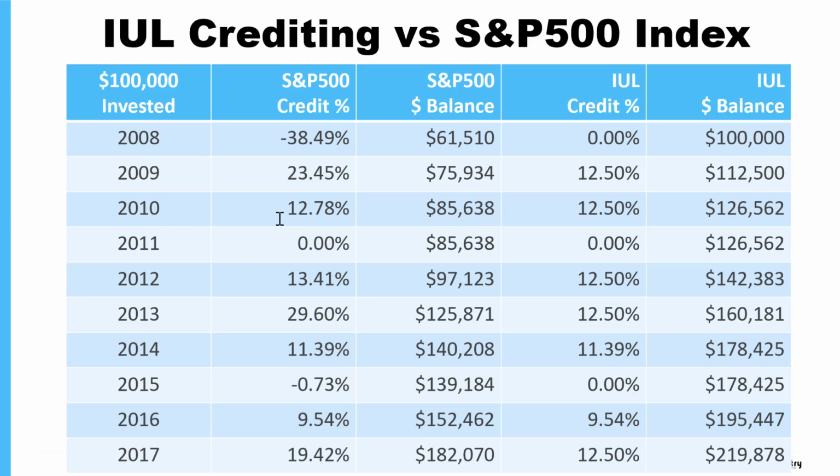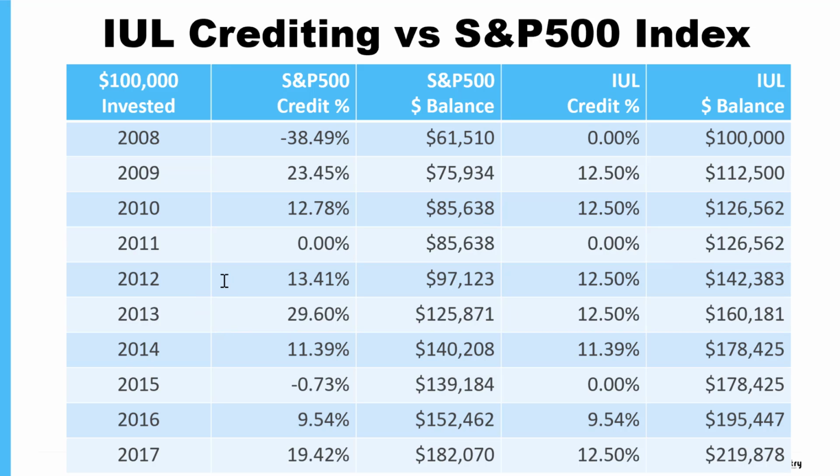In 2010, the market goes up 12.78%, so our S&P 500 balance increases to just over $85,500. Our IUL, again capped at 12.5%, so it increases to $126,562. In 2011, the market ended the year the same level as it opened, so 0% crediting on both sides. Both accounts stay the same.